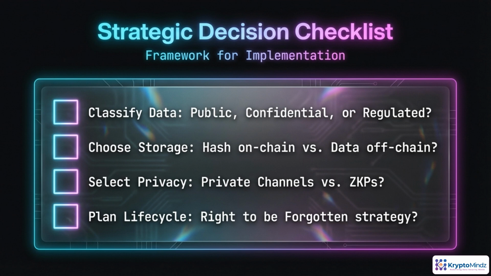As you move toward implementation, you can use this as a quick decision flow. First, classify each data element. Is it public reference data, business confidential, or explicitly regulated personal or sector data? That classification drives everything else. Next, decide what actually goes on chain. In most regulated environments, you anchor hashes or minimal metadata and keep full records off-chain under existing controls. Then, pick your confidentiality mechanism. Simple private channels might be enough, but for cross-domain proofs, evaluate ZKPs. Finally, design lifecycle and deletion strategies up front, so right-to-be-forgotten requests are technically and legally actionable.